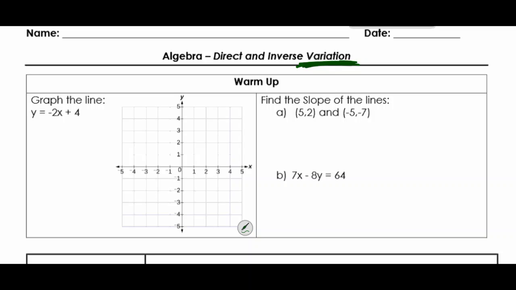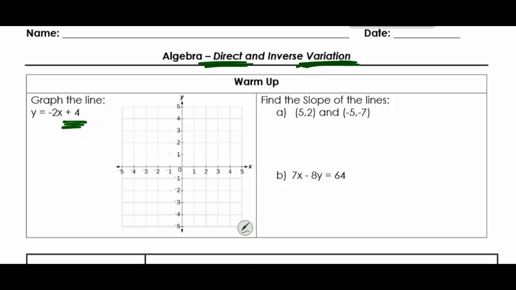You also saw that last year, probably the year before that even, as proportions. Any proportional relationship is a direct variation. Inverse variation is going to be something that's, before we get into that, we're just going to talk about slope in general. So we're going to try to graph this first line.